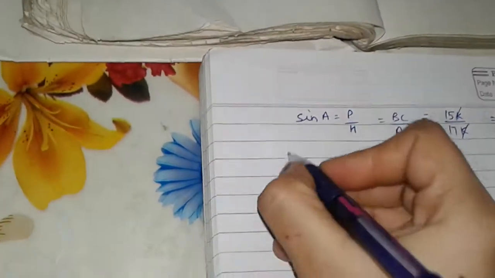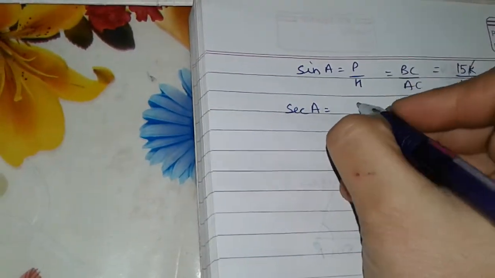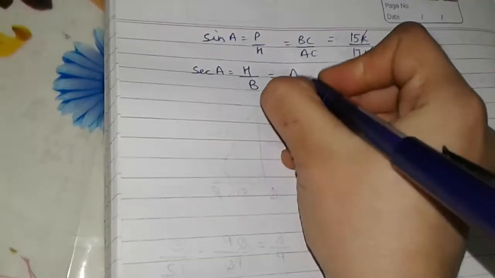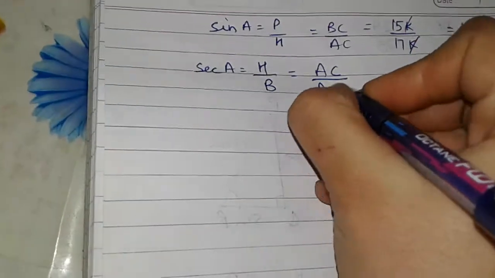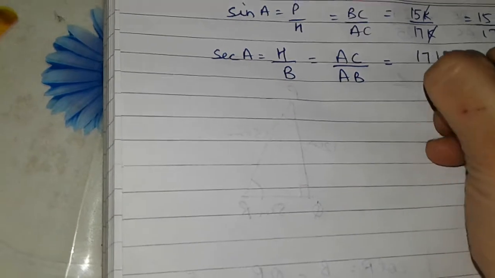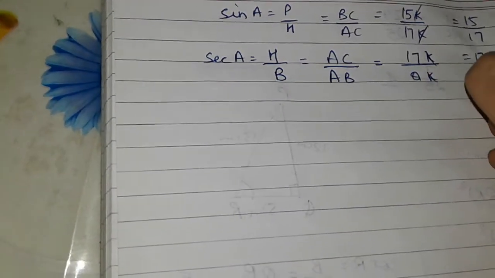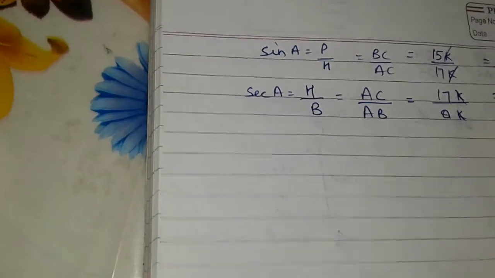And I had to calculate sec A also. Sec A is the reciprocal of cos, and it is hypotenuse upon base. Hypotenuse is AC and base is AB. AC upon AB. AC is 17k and AB is 8k. It is 17 upon 8. Answer.